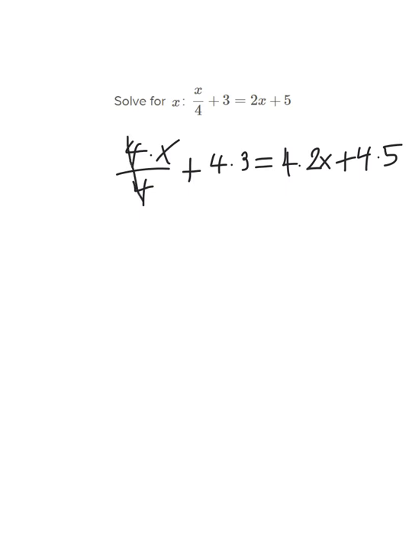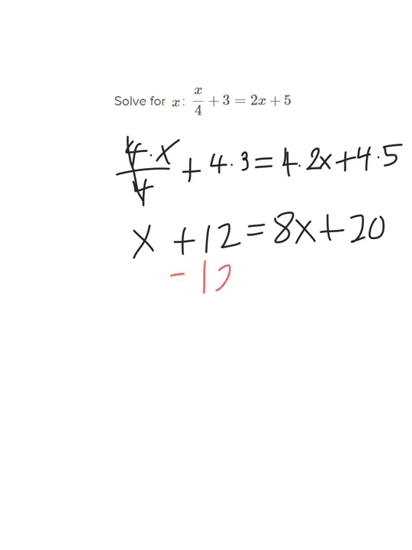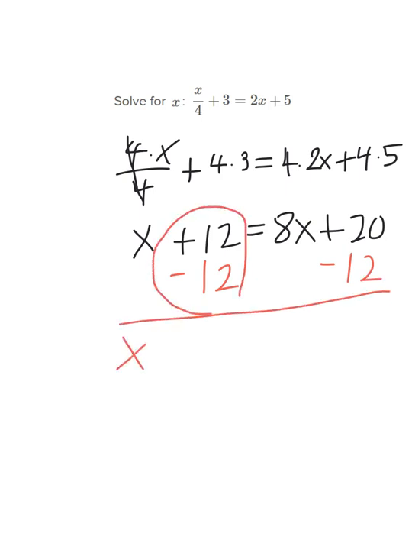4 divided by 4 is 1. 1 times x is x. Plus 4 times 3 is 12. 4 times 2x is 8x. 4 times 5 is 20. Let's see. We can go ahead and subtract 12 from both sides. So we get x, this much equals 0, equals 8x plus 8.